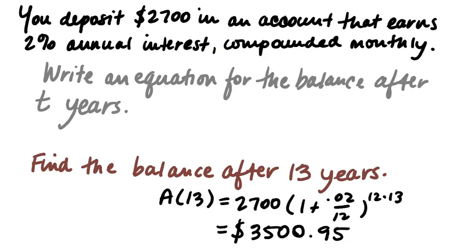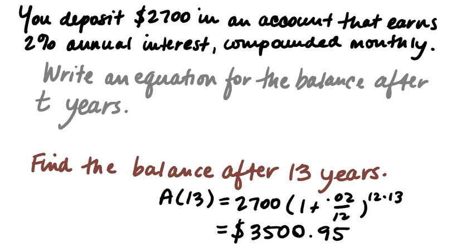Next, we're going to talk about these compound interest problems. And what I'll tell you is, on the test, it gives you the formulas. You do not have to memorize these formulas. That's not part of this course. You deposit $2,700 in an account that earns 2% annual interest compounded monthly. Write an equation for the balance after t years. So that's just putting all the pieces together and leaving t as a variable.